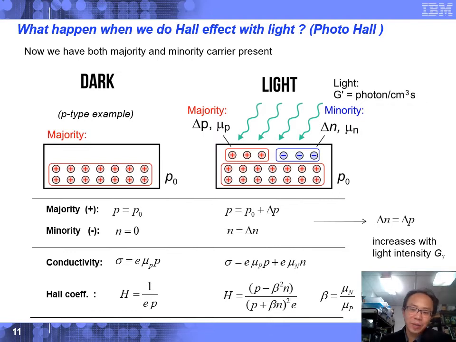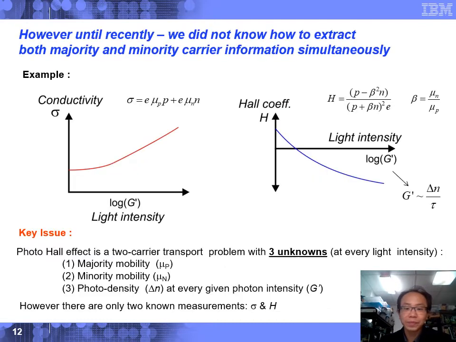Now your transport problem becomes more complex, because both the conductivity and the Hall coefficient contain both species, hole and electron, as shown over here. And beta here is the ratio between the electron and hole mobility. Until recently, we did not know how to extract both majority and minority carrier information simultaneously in the photo Hall experiment. The key problem is this: when you measure the conductivity and Hall coefficient in the photo Hall experiment under increasing light intensity, what you observe is that your conductivity increases, but the Hall coefficient drops.